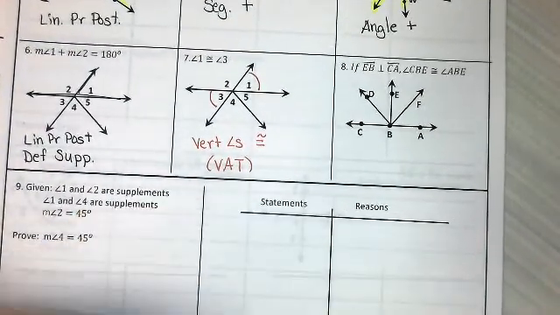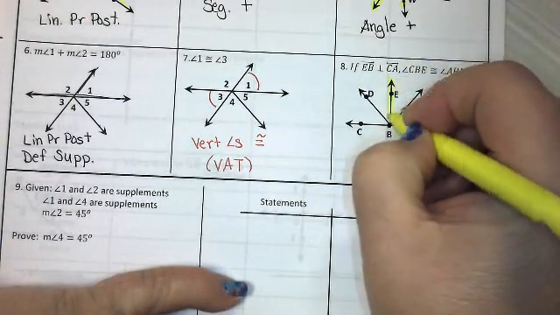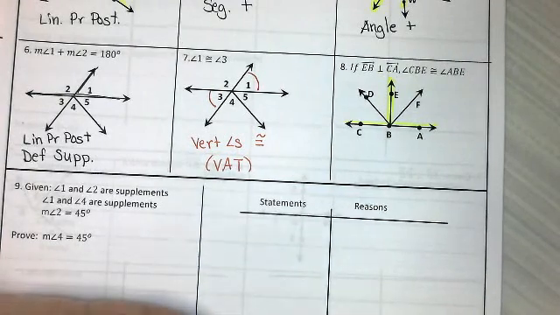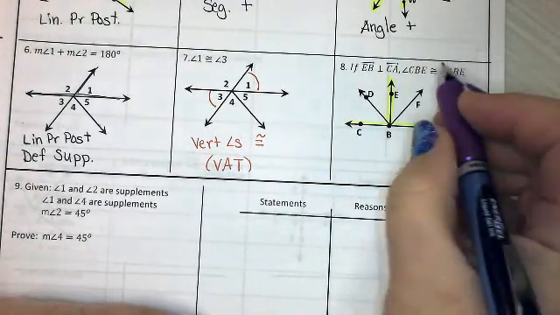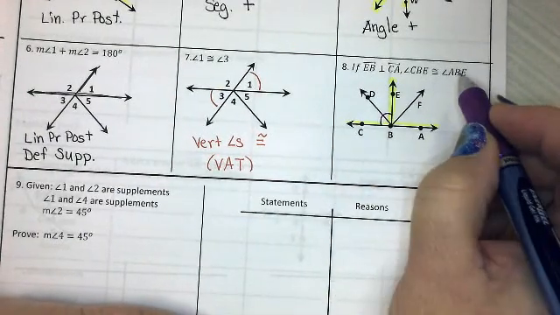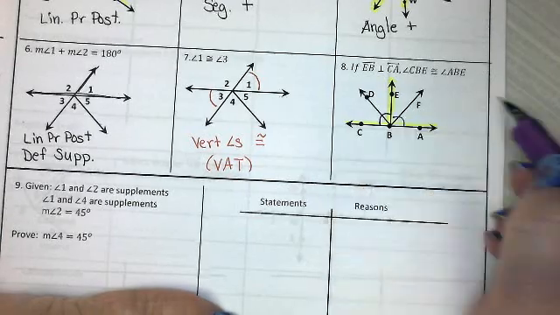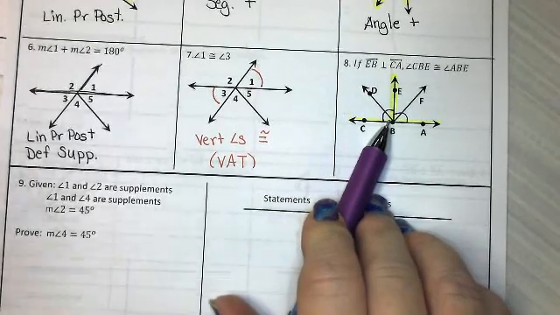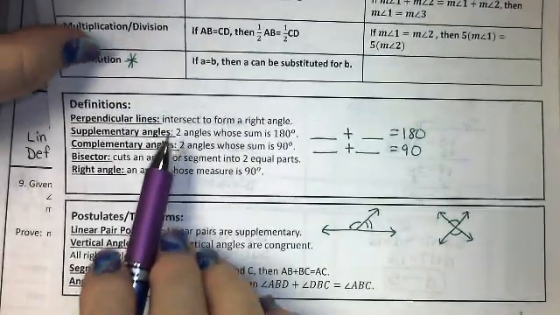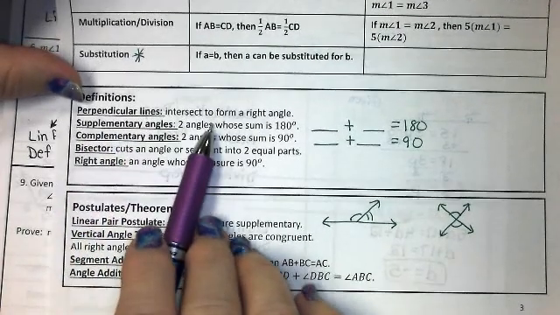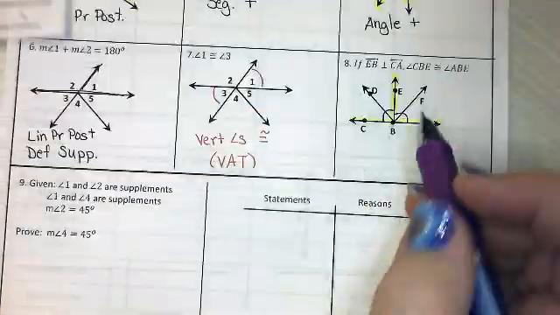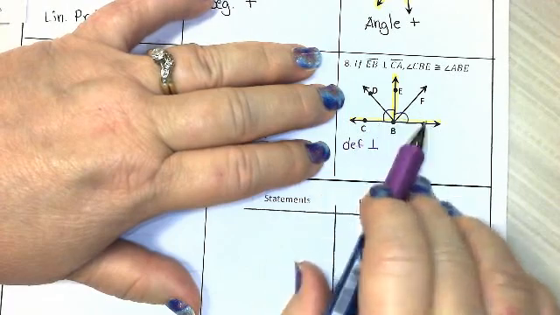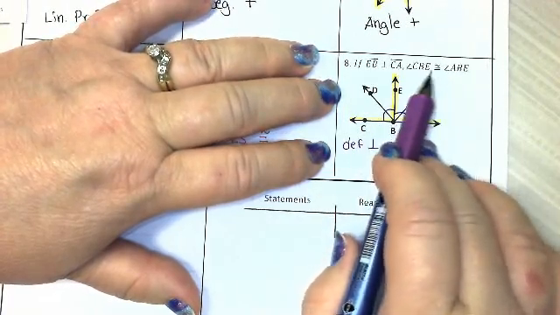Let's take a look at this one. If EB is perpendicular to CA, then that's going to make angle CBE, that's this one right here, equal to angle ABE, that's this one over here. Well, let's think for a second. What do perpendicular lines do? Let's look back at our definition. Perpendicular lines intersect to form a right angle. So I'm going to say definition of perpendicular. The definition of perpendicular makes those right angles. Well, why can I say they're congruent?